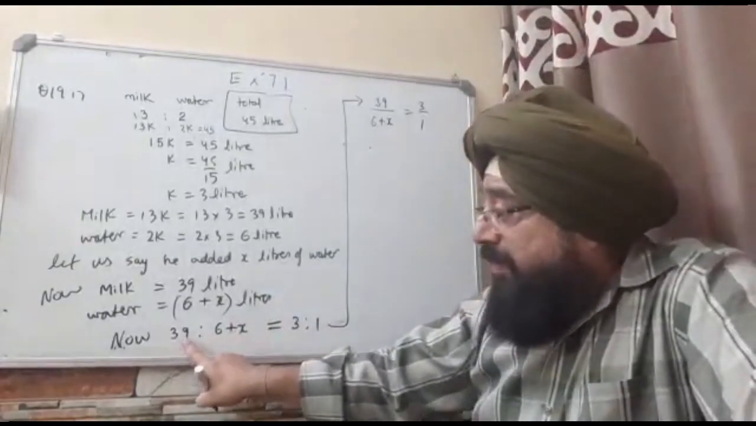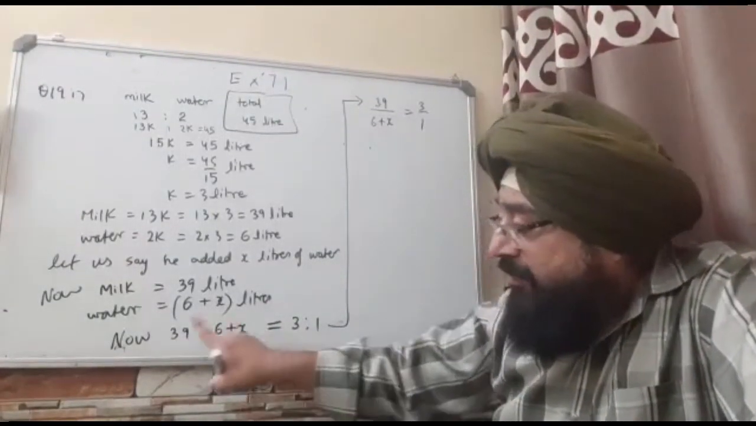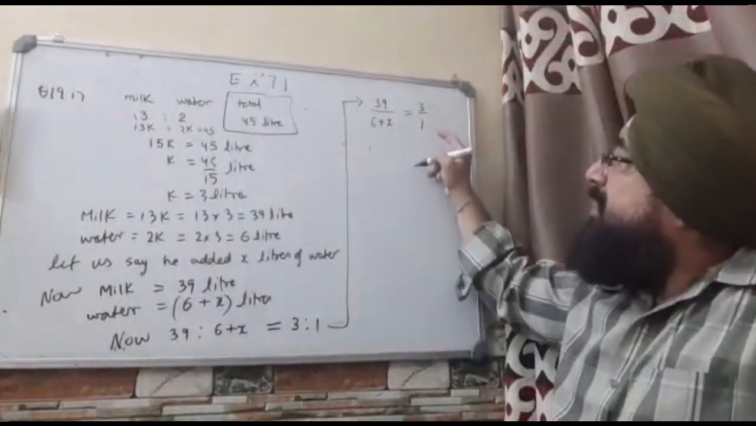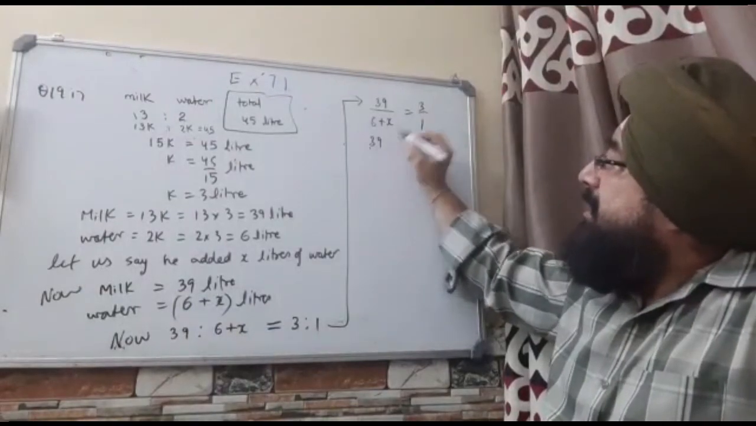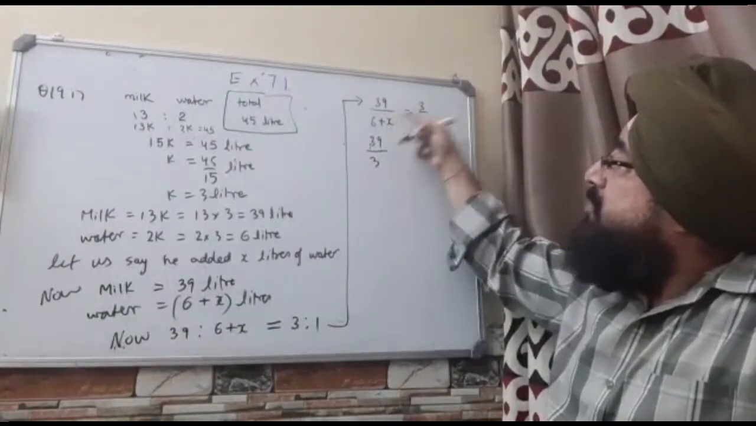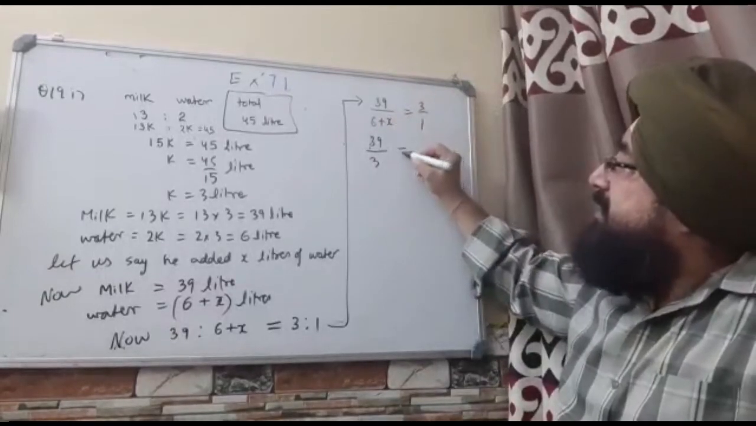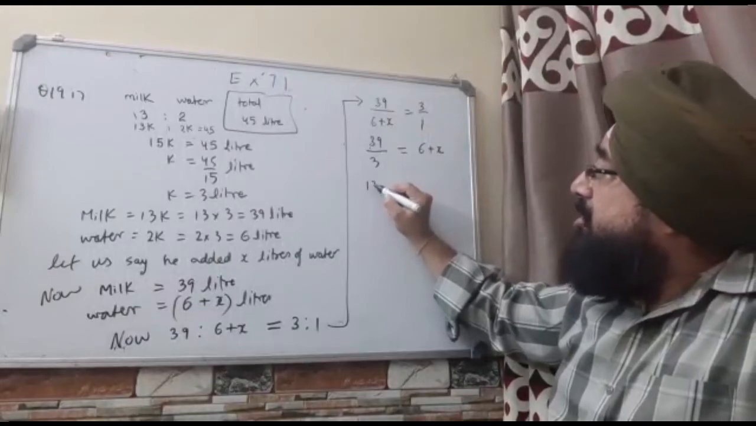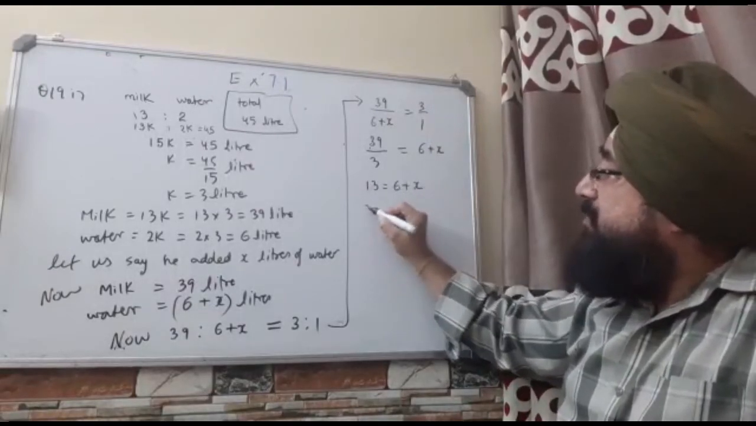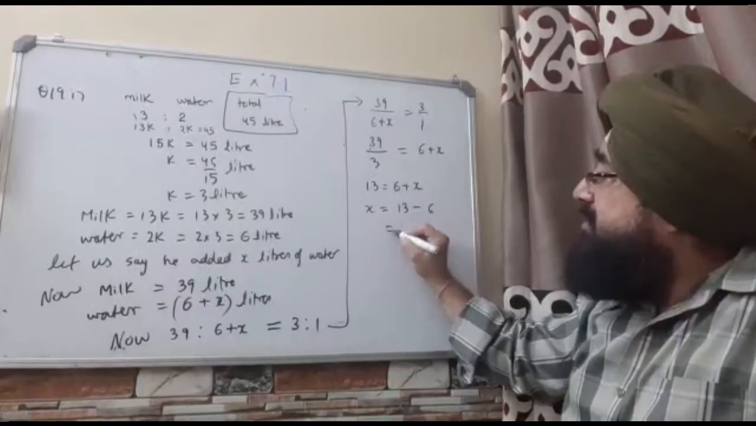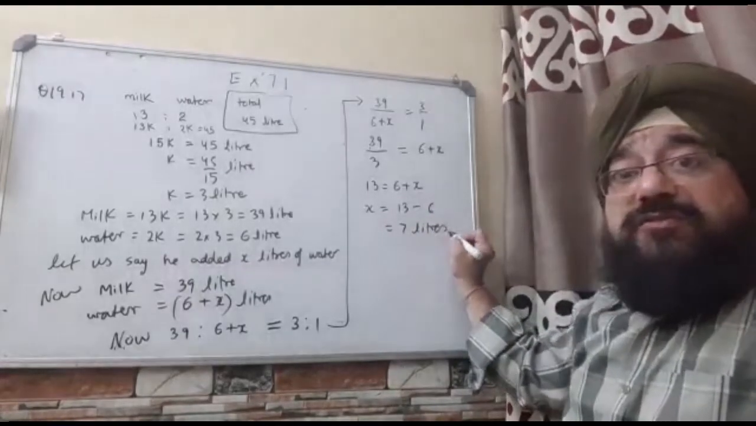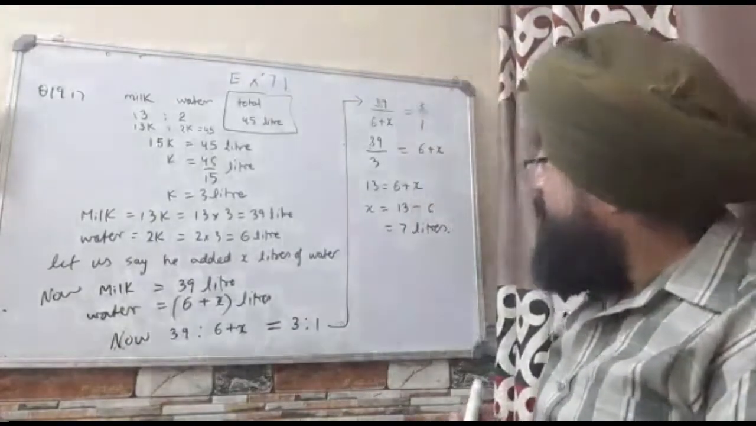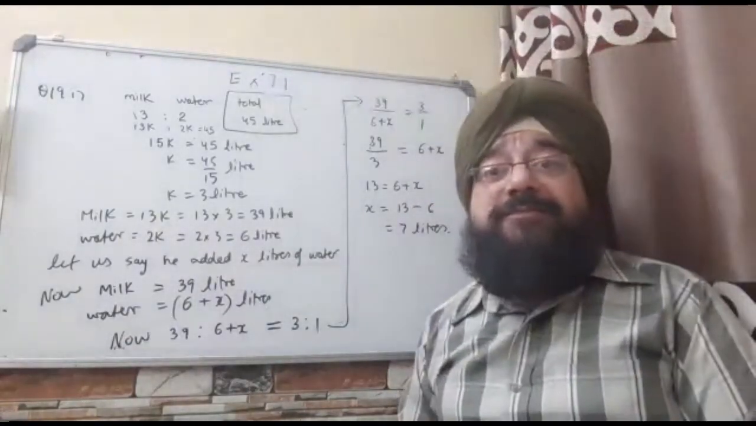अब मिल्क तो उतना ही है, पानी ये हो गया, और अब मिल्क और पानी का रेशियो 3:1 है, तो मिल्क टू वाटर इज 3:1। You solve this, I'll just divide 39 by 3. I am cross multiplying here, 3 here and 6 plus X that side, so 6 plus X, that will reduce my solving. It will become 13 is equal to 6 plus X. So from this X is equal to 13 minus 6, that is 7 liters of water. 7 liters of water he added to increase the quantity of milk.